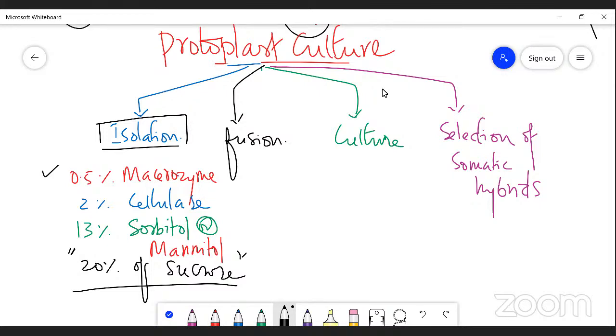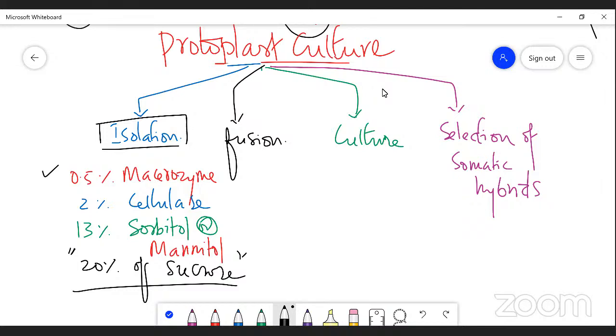Sometimes from the isolation, you could expect some questions. Dash percentage of cellulase is taken in isolation of protoplast. That is the question. If it is asked, what is your option, dear students? 2%. Very good. And dash percentage of sorbitol is added in isolation of protoplast. If it is asked, what are you going to answer, dear students? 13%. Very good.